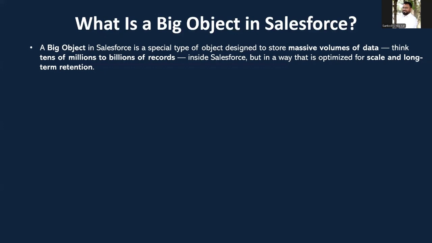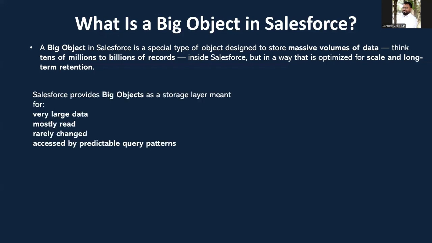So Salesforce provides big objects as a storage layer meant for very large data, mostly read, rarely changed, and accessed by predictable query patterns. The key mindset is this: big objects are not designed to behave like regular CRM objects. Big objects are designed to behave like a scalable, indexed archive inside Salesforce.